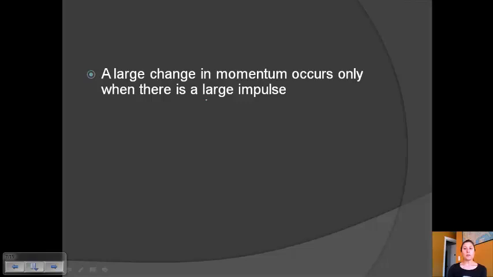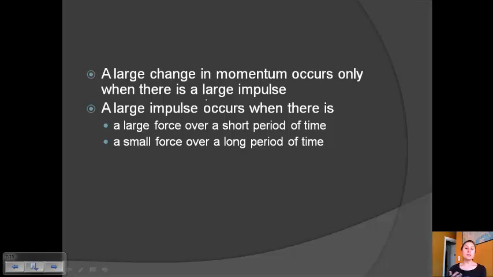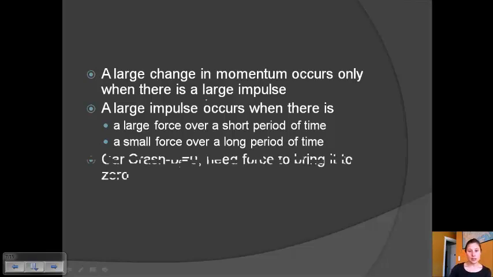So a large change in momentum can occur only when there is a large impulse, since they are related. And the only way to get a large impulse is to either have a large force over a short period of time or a small force over a long period of time.